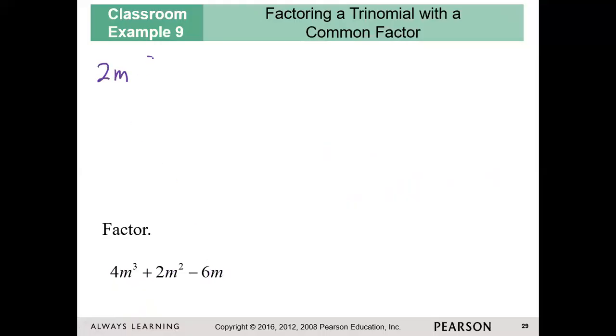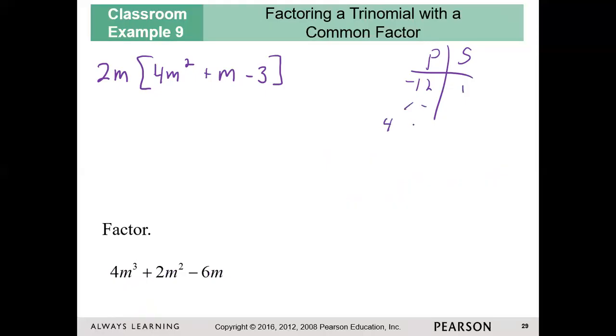So 2m is going to come out, and that's going to leave us with 4m squared plus m minus 3. And now I have a quadratic trinomial left inside these parentheses. I'm going to use the product sum method to figure out what numbers I need. So this will be -12, and this will be +1, which means my factors are +4 and -3. So 2m, and then I have my 2 sets of parentheses, bam, bam, and that's going to be m plus 4, m minus 3.